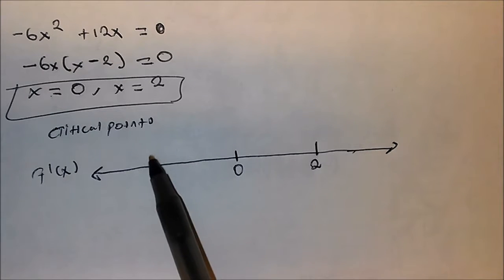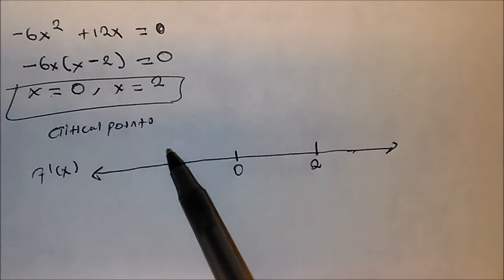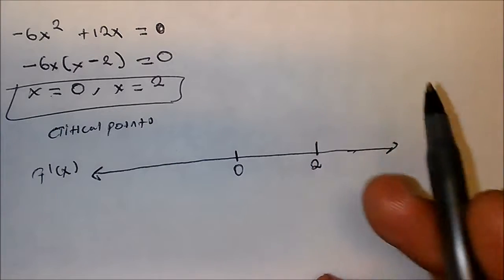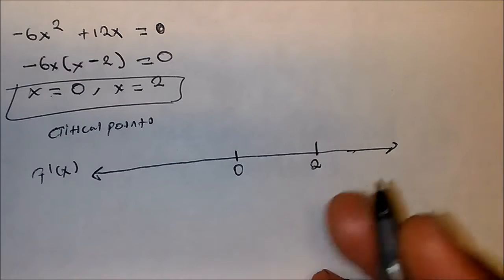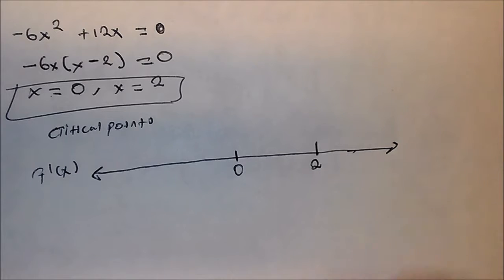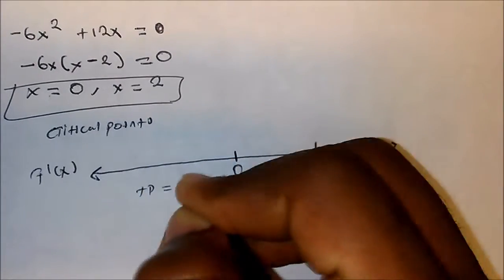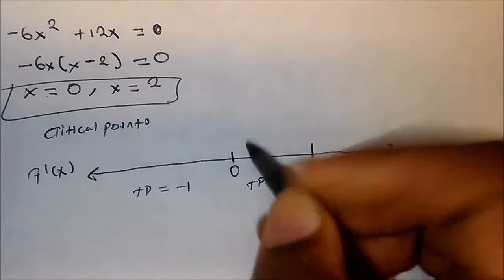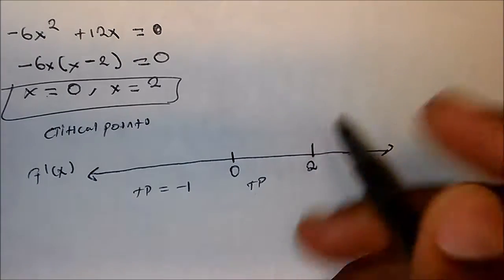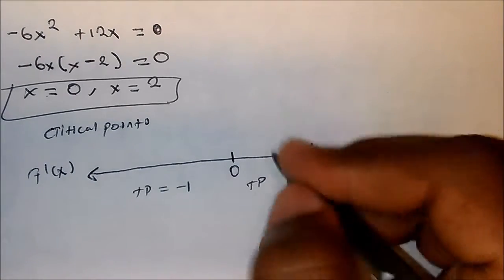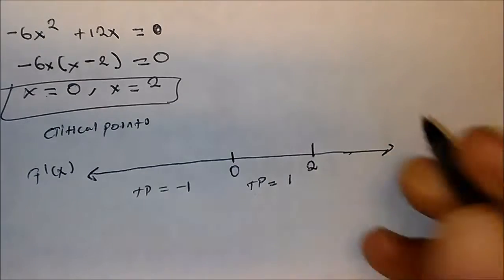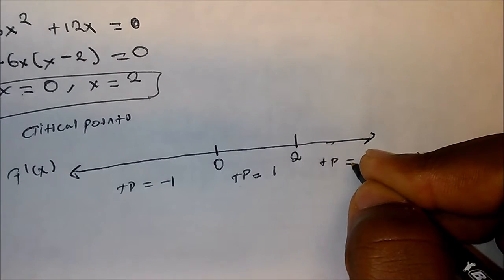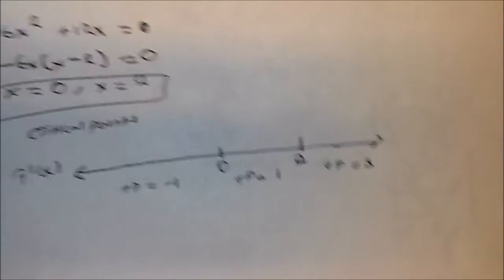Now we have to plug in test points to see where the function is increasing or decreasing. And that will give us some idea of whether we have a local max or local min, right? So over here, my test point would be -1. I'm just picking some random numbers between these intervals. My test point here would be 1. Then my test point here would be 3.